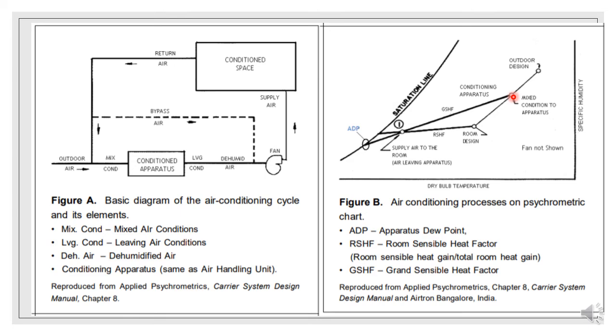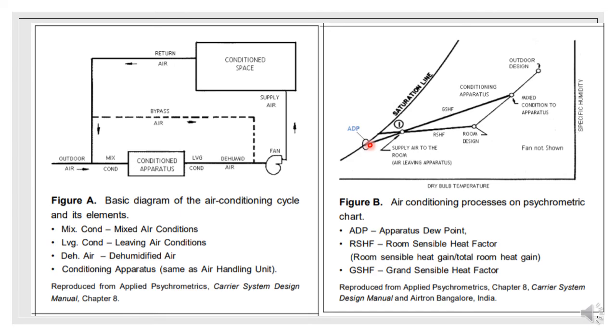From here the mixture is cooled and dehumidified along the GSHF line right down to the point on the saturation line. So here is the saturation line, whereby the relative humidity is 100%. So just extend this line until it touches the saturation line, and we will have our apparatus dew point.